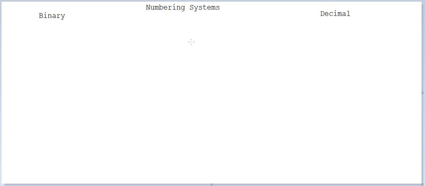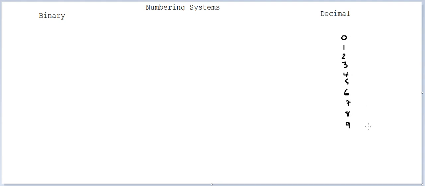Today I'm going to talk about numbering systems, and I want to introduce the decimal numbering system and then go on to talk about the binary numbering system, which is used by computers. So the decimal system is based on 10 digits. Now all numbering systems start with the digit 0. So with the decimal numbering system, it's 0, 1, 2, 3, 4, 5, 6, 7, 8, and 9. Those are your 10 digits of the decimal numbering system.